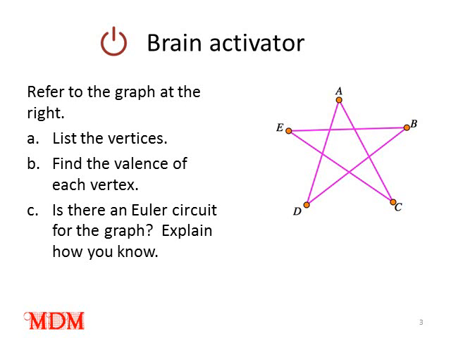First, let's stop and do a brain activator. Refer to the graph at the right. Jot down the following. A. List the vertices. B. Find the valence of each vertex. And C. Is there an Euler circuit for the graph? Explain how you know. You may want to pause the video to answer these three.